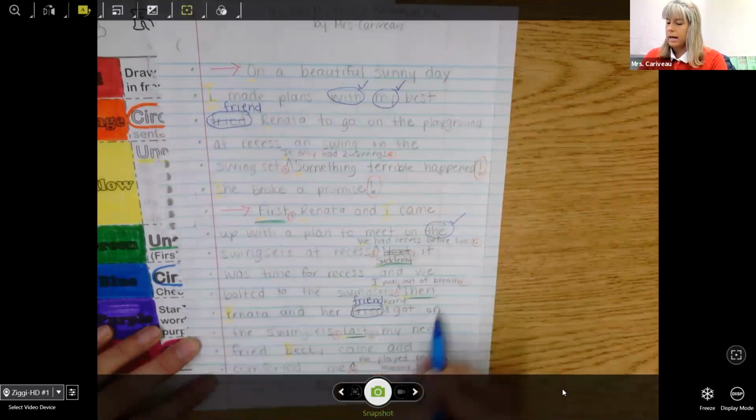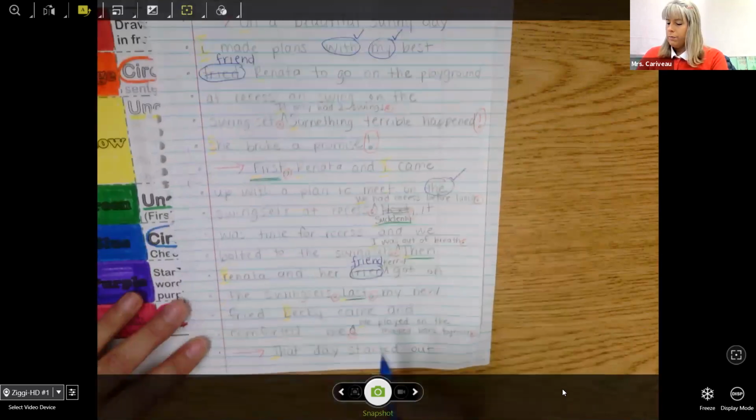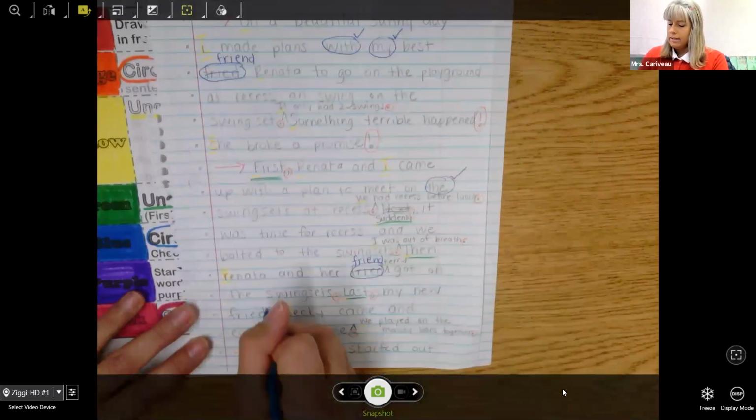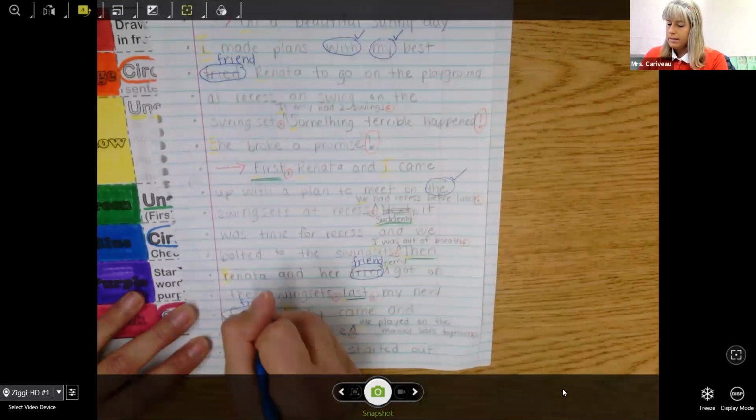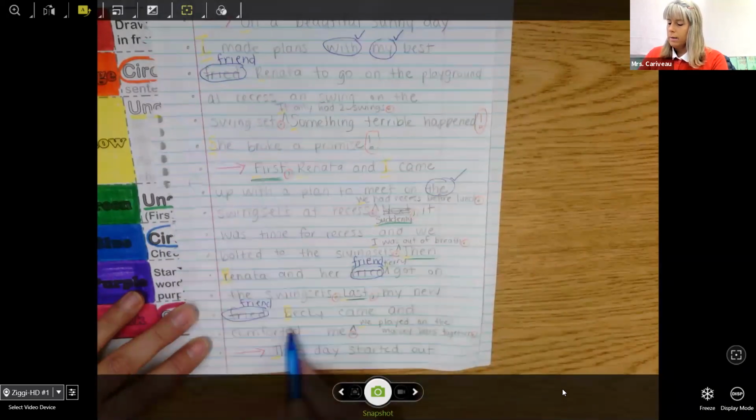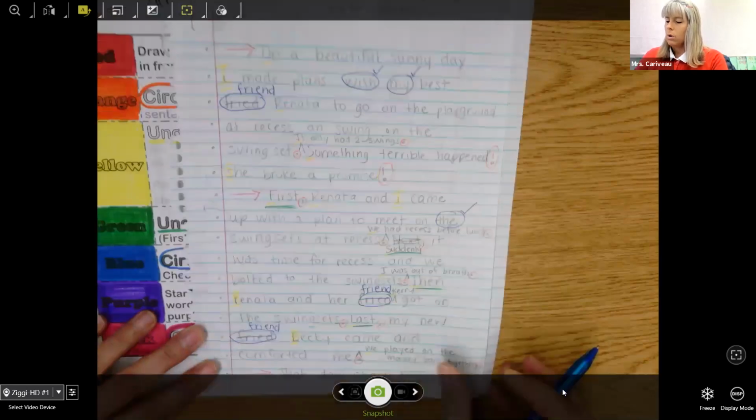Carrie got on the swing set. Last, my new friend, oh, look at that, I gotta spell that word right, second grade word wall word, came and comforted me. We played on the monkey bars together. That day started out horrible.